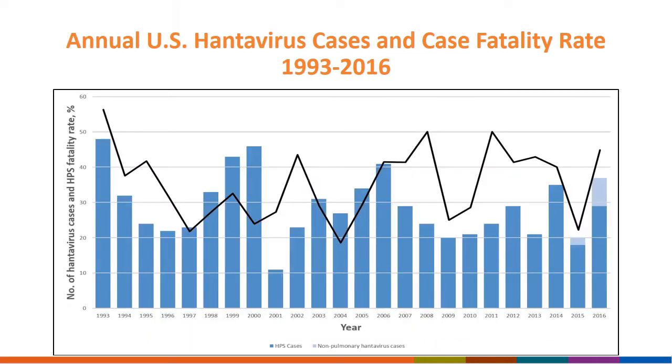The bars in this graph depict the annual number of hantavirus cases from 1993 through 2016 in the U.S. An average of 20 to 40 cases of hantavirus are reported each year. The number of cases has been known to vary based on seasonal weather patterns.